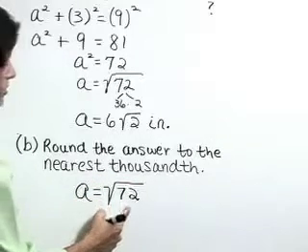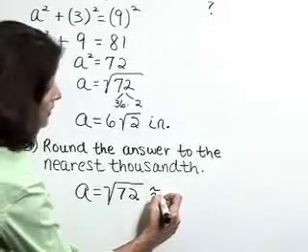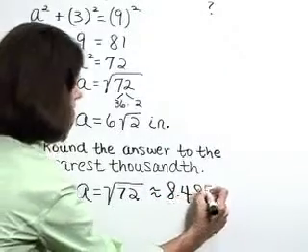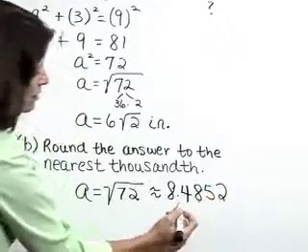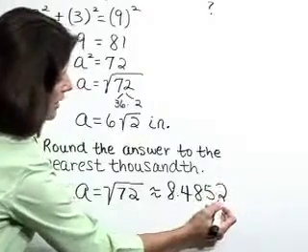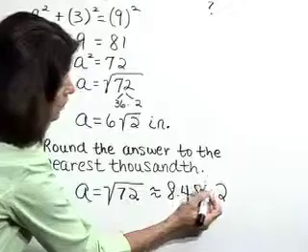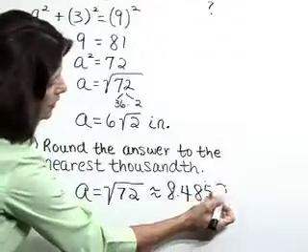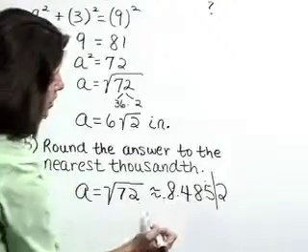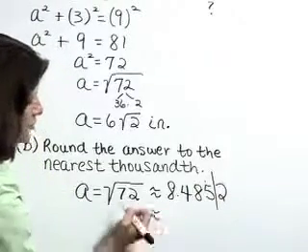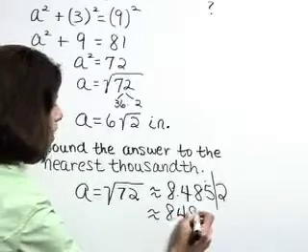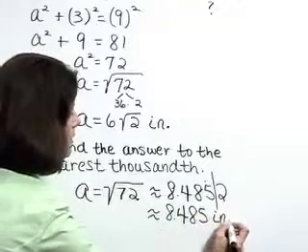Now the square root of 72 out to 4 decimal places is approximately 8.4852. So we need to see this 4th decimal place so that we know how to round to the 1000th place. This is smaller than a 5, so we're going to chop that off. And to the nearest 1000th, then, this is 8.485 inches.